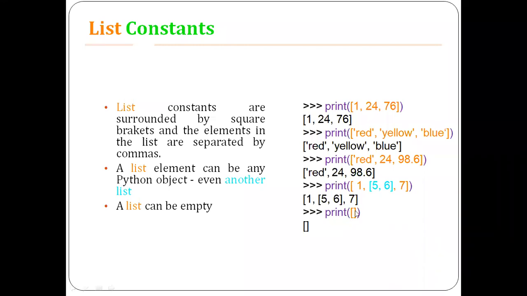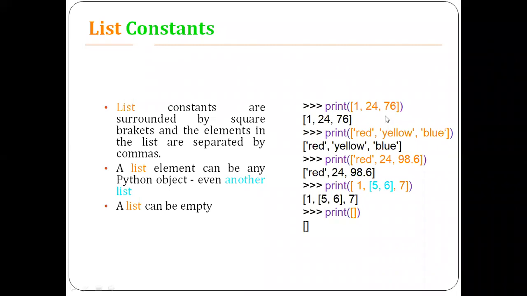You do not have to have elements within a list. You can have nothing at all. That is the empty list. So these are the few points regarding the list constants. List constants are surrounded by square brackets, and the elements in the list are separated by commas, right? So that is exactly what you have.